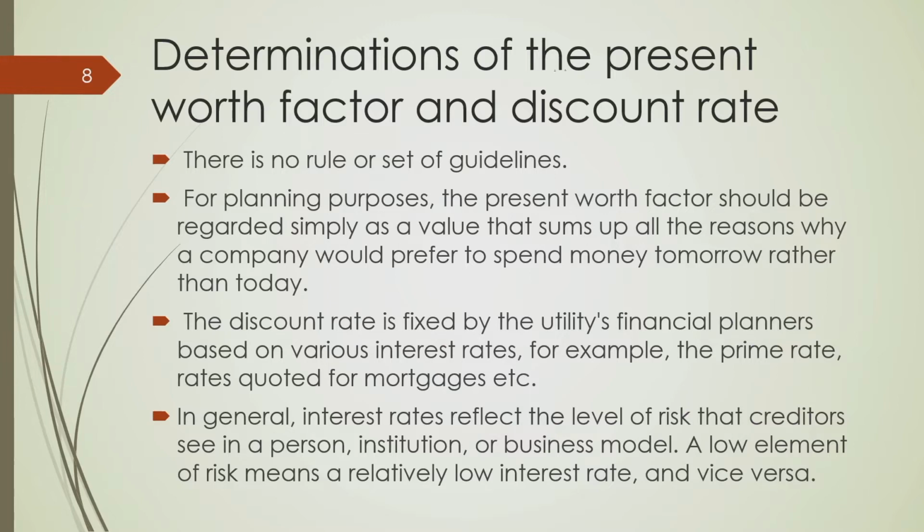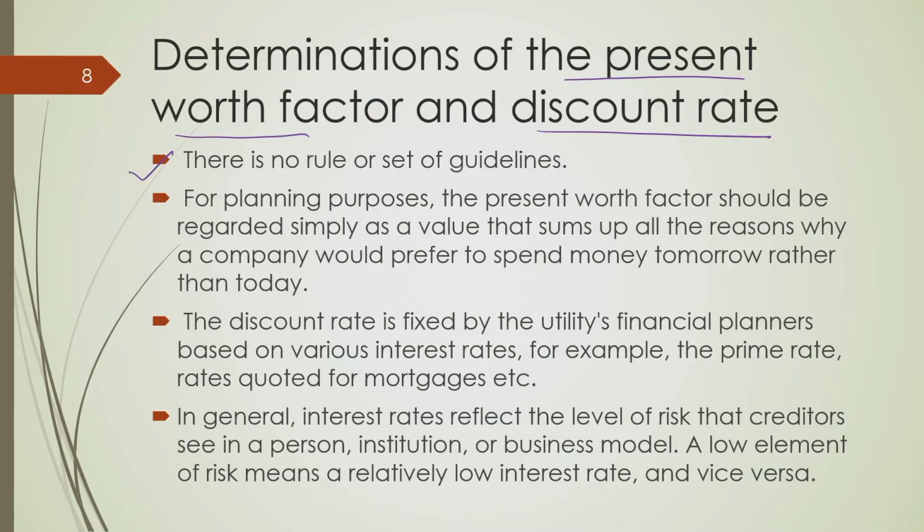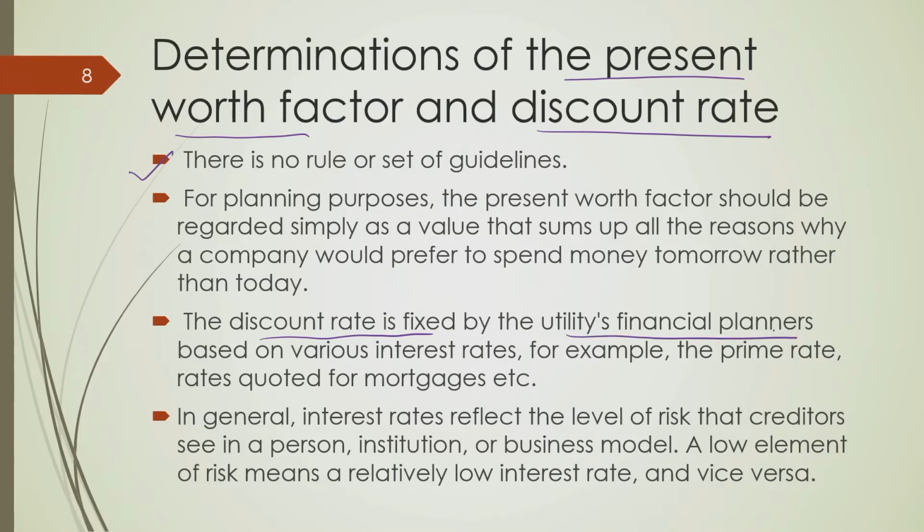Now, the next question is how do we determine this present worth factor and this discount rate. As you can see in the first bullet point, there is no uniform rule or set of guidelines available. Once you know the discount rate you can find out the present worth. Now, how is it determined? It is determined by any particular company's financial planners, based upon various interest rates, for example, the prime rates for mortgage, etc.